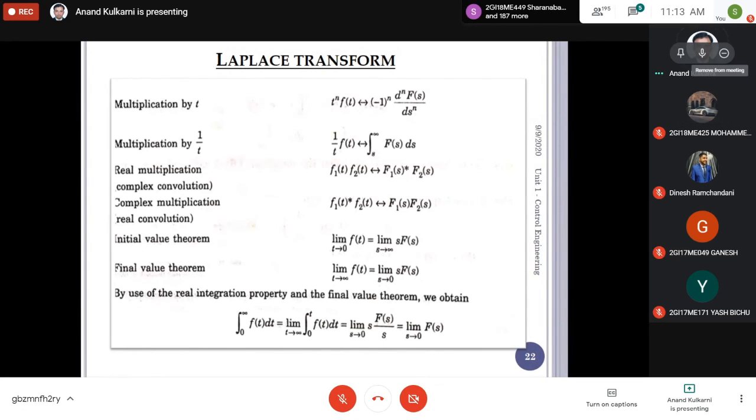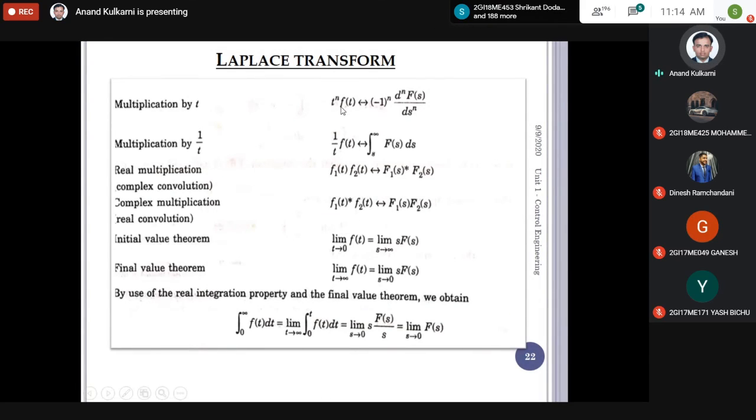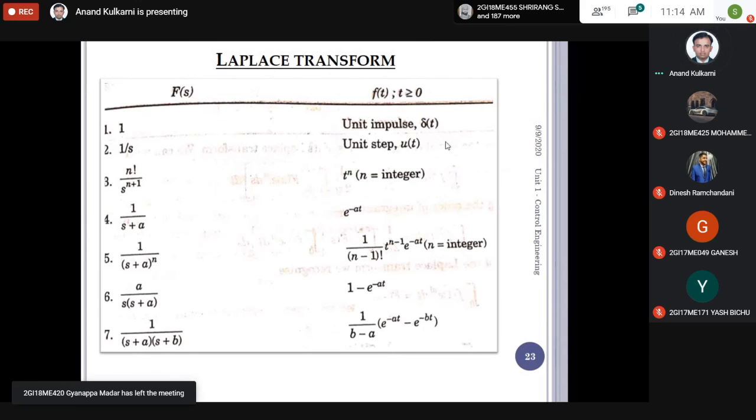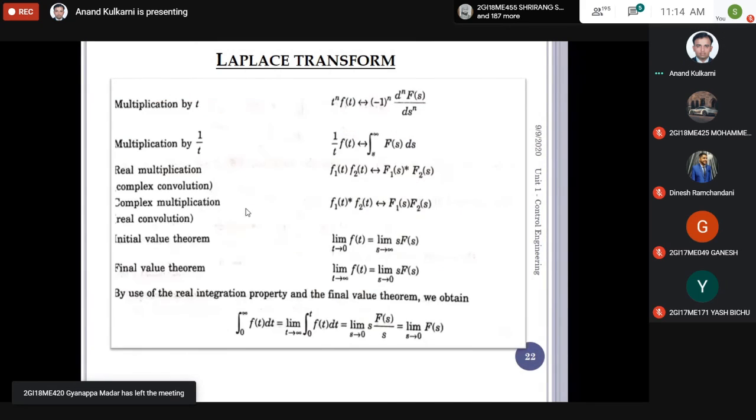Okay. Now some standard Laplace transforms. Multiplication by t, so t to the power n. t is time, it is not a constant. Remember, a is a constant. We use a, b, c, m, f, x, all these things as constants, whereas we take t as time.